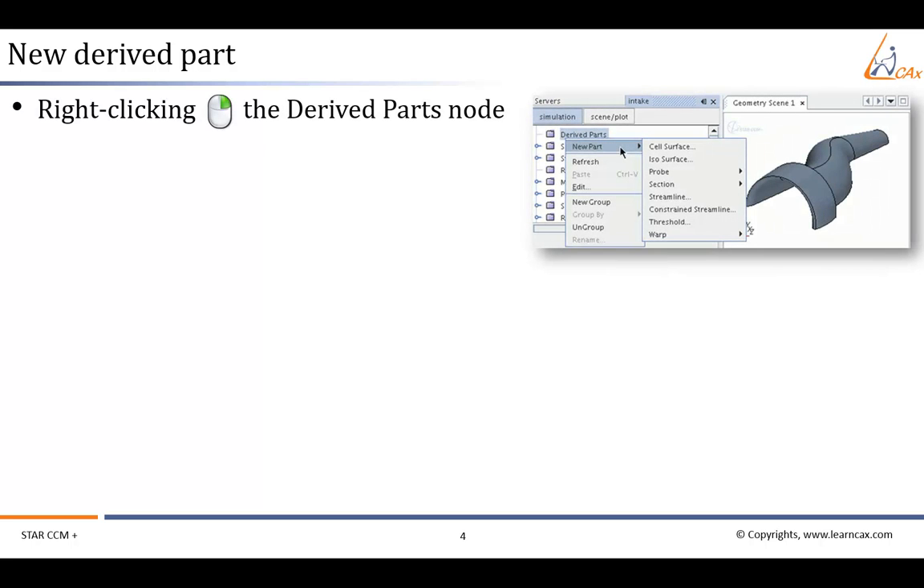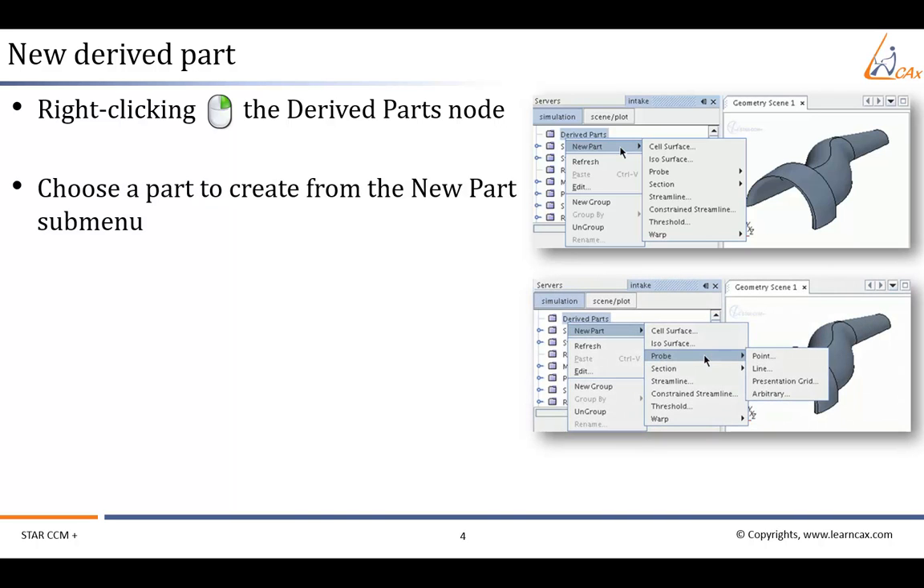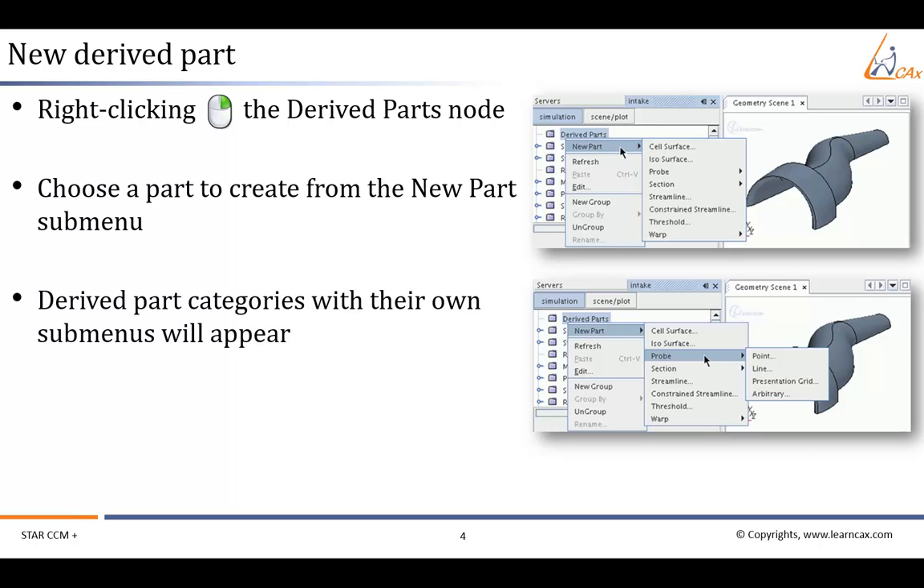Let us see how to create a new derived part. To add a new derived part, begin by right-clicking the Derived Parts node. Then, choose a part to create from the New Parts submenu. 2 items in the submenu are derived part categories with their own submenus. Another method is to use the in-place dialog. It will appear as soon as we execute this pop-up menu action. We can also define the part using its properties.